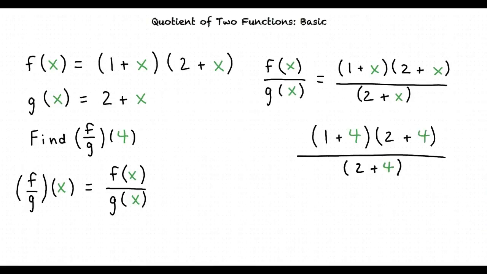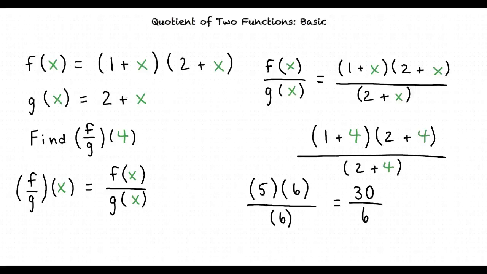The result, after substituting 4 in for x, is the quantity 1 plus 4 times the quantity 2 plus 4 divided by the quantity 2 plus 4. Following the order of operations, we perform the operations inside the parentheses first. The quantity 1 plus 4 equals 5, the quantity 2 plus 4 equals 6, and once again the quantity 2 plus 4 equals 6. 5 times 6 equals 30, divided by 6 equals 5. After calculations, we have found that the quotient f divided by g of 4 equals 5.